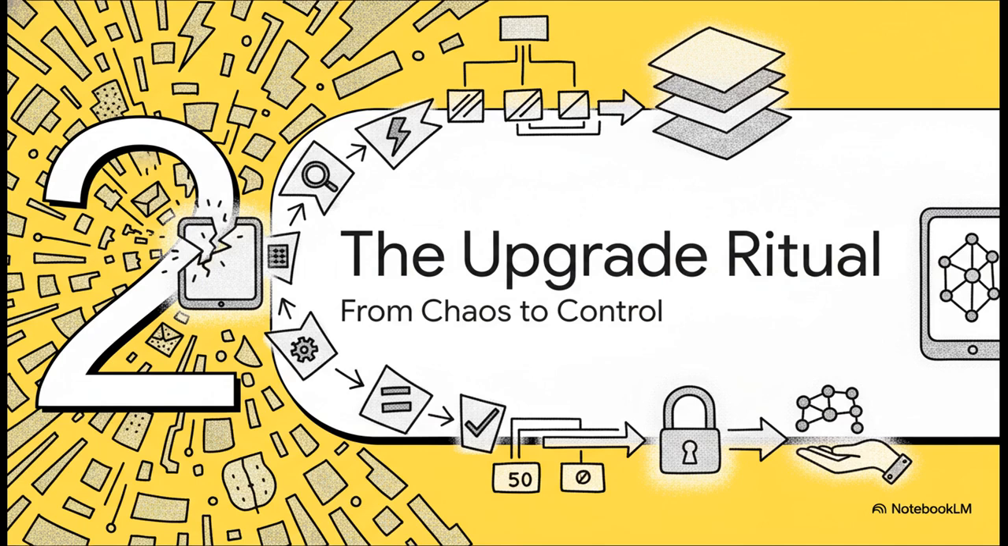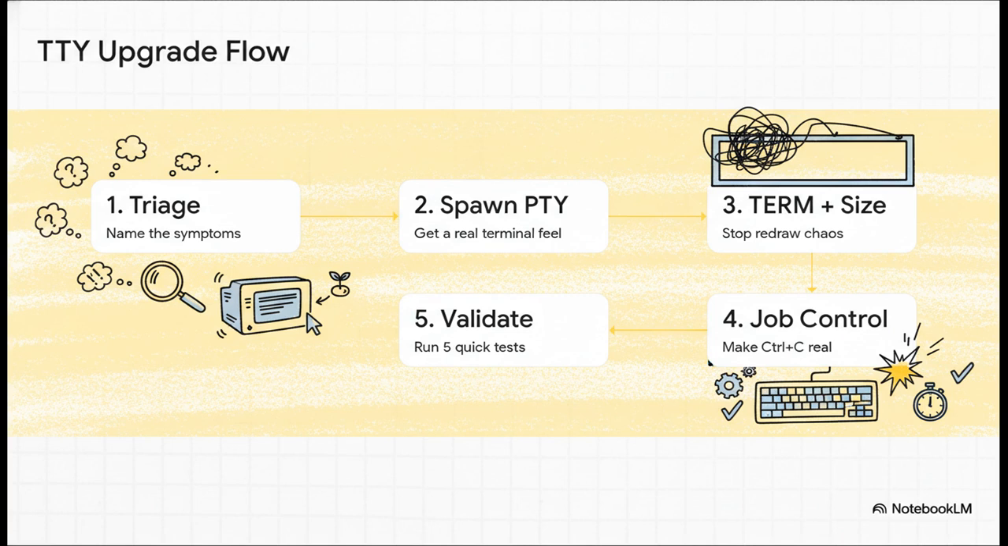So, how do we actually fix it? We're going to follow a ritual, a deliberate 5-step process that's designed to take you from that initial chaos to a state of full control. So here's the roadmap, our game plan. First, triage. We figure out what's wrong. Step 2, spawn PTY. We get that real terminal. Then, we fix the TERM variable and terminal size to stop all the visual glitches. After that, job control, so we can finally use Control+C again. And last, but maybe most importantly, we validate. We prove that it's all working.